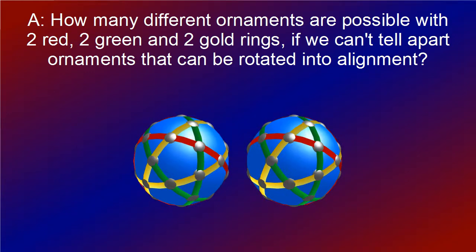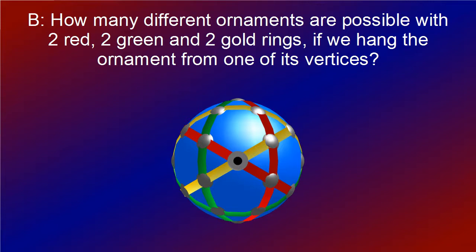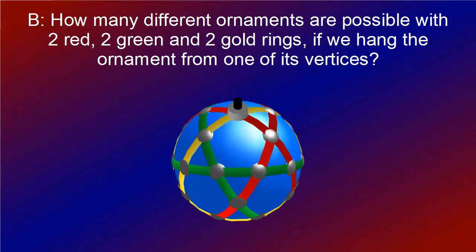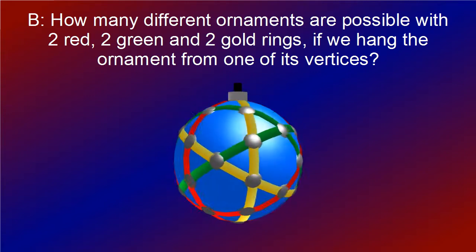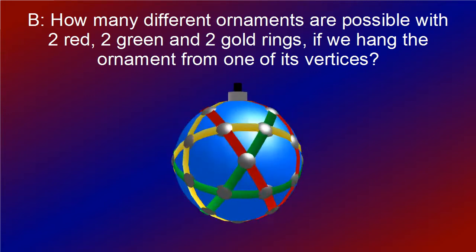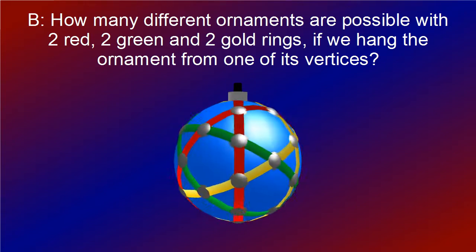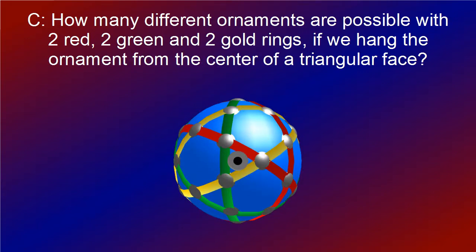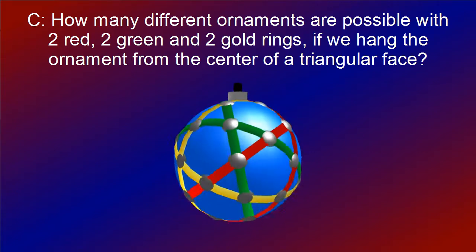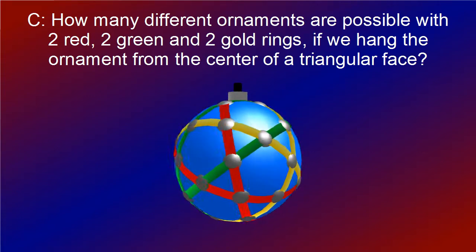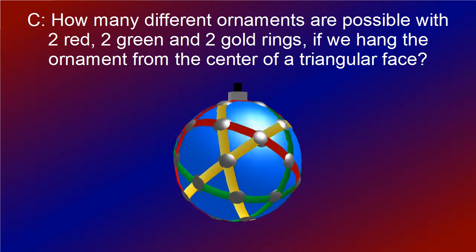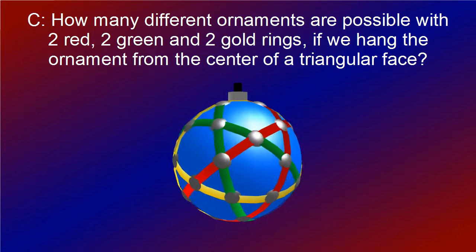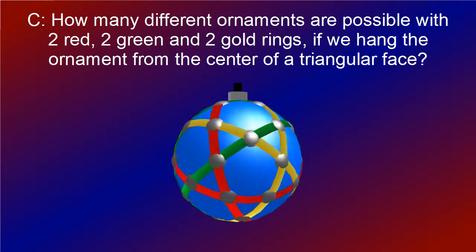For the next 2 problems, we're going to think about hanging up the ornament. So as you can see, we're putting a hanger directly centered upon one of the 30 vertices on this ornament. So question B is how many different ornaments are possible if we hang the ornament from one of its vertices, and now it can only rotate on that one axis. And finally, for problem C, we're going to put the hanger directly centered upon one of the 20 triangular faces of the ornament, so question C is how many different ornaments are possible if we hang the ornament from the center of one of its triangular faces, and rotations are now restricted to that axis only.